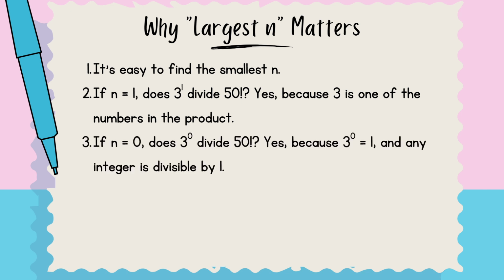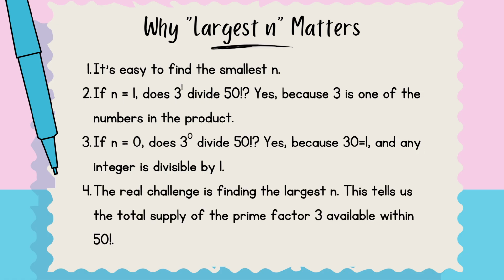So let's take n equal to 0. Does 3 to the power 0 divide 50 factorial? Yes, because 3 to the power 0 equals 1 and any integer is divisible by 1. So if we want to find the smallest n for any factorial, it is easy and it is 0. The real challenge is finding the largest n. This tells us the total supply of the prime factor 3 available within 50 factorial.